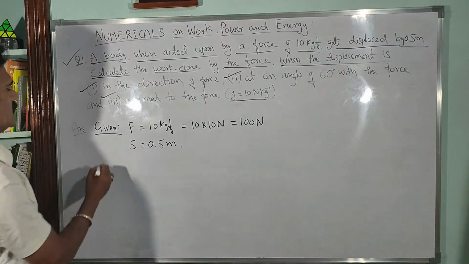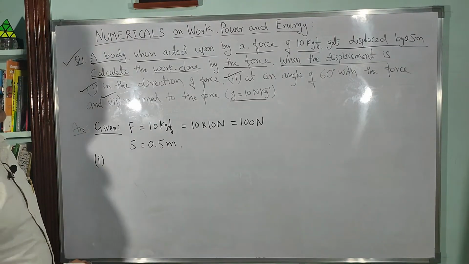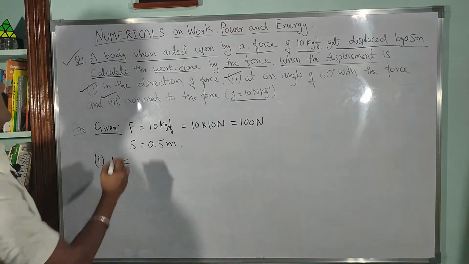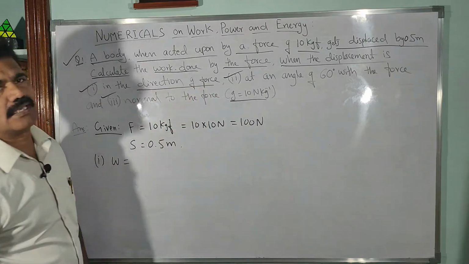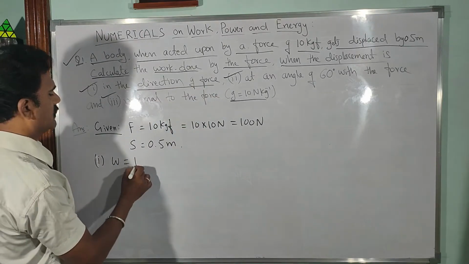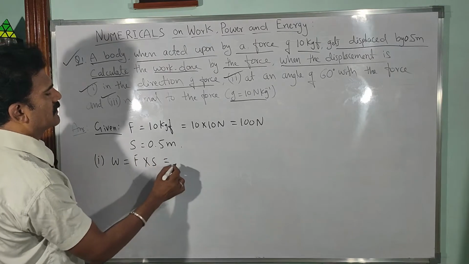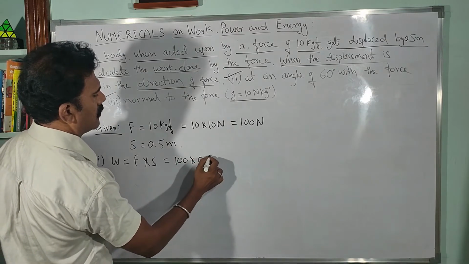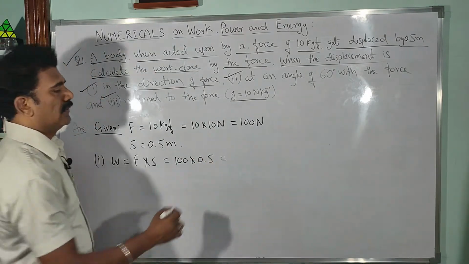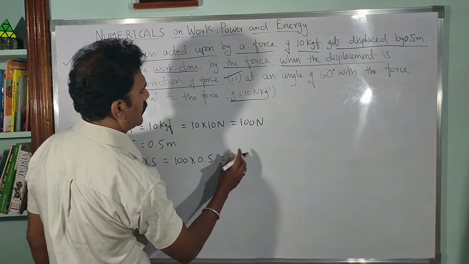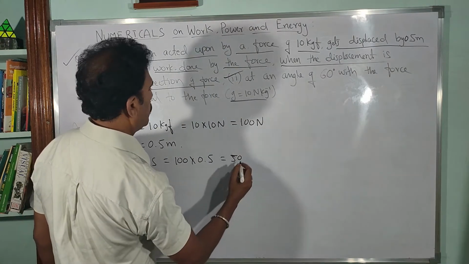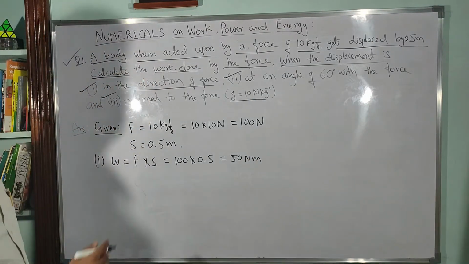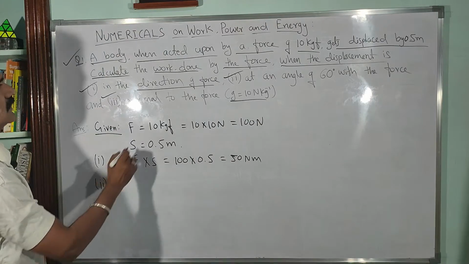In the first case, you just take the equation for work done. The direction of the force is the same as the displacement, so you get the product of force into displacement as the work done. That is equal to 100 Newton into 0.5. 100 into 0.5 is 50, correct? What is the unit? Newton meter is the work done. Okay, now we take the second case.